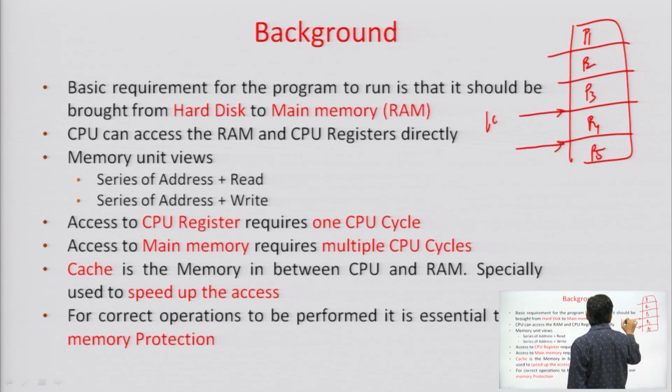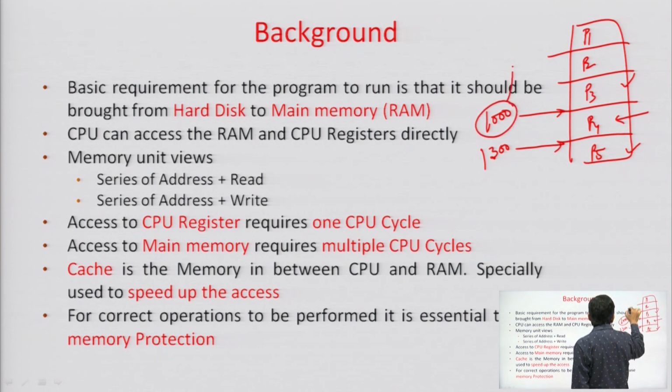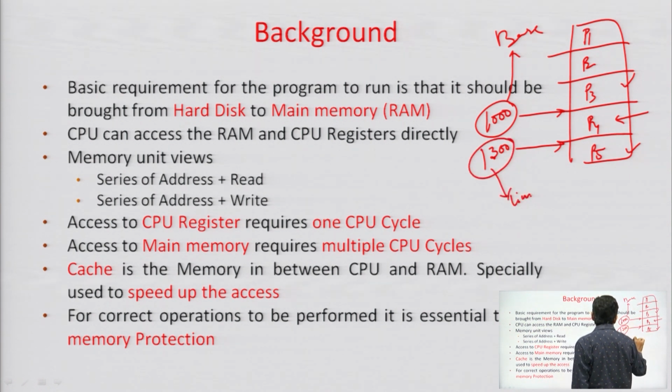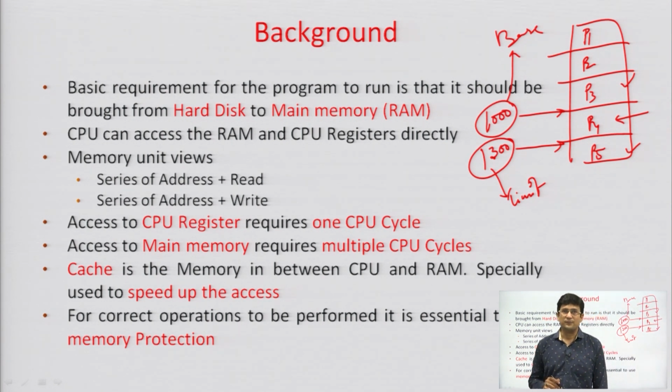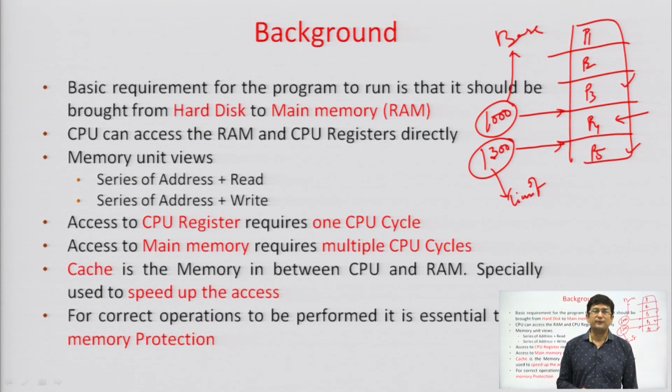For example, this is the starting address of the P4 process, and let us say 300 is the size of the process P4. So, we need to make sure that the instructions issued for P4 do not lie in the region of P3 and P5. So, we should protect this memory, and this protection can be done with the help of the base and the limit registers. So, the base register contains the starting address of the process, and the limit register contains the size of the process.